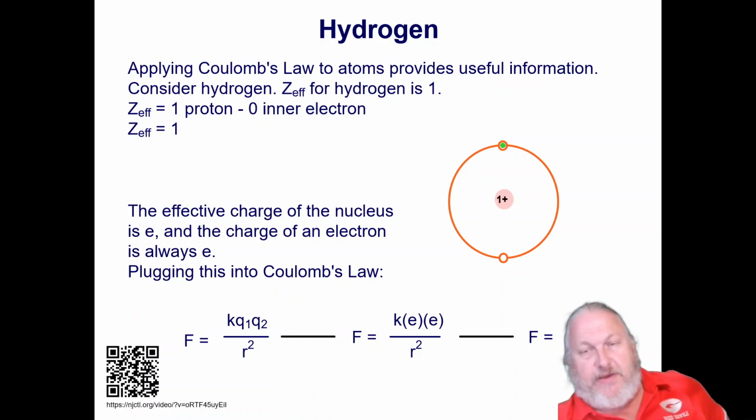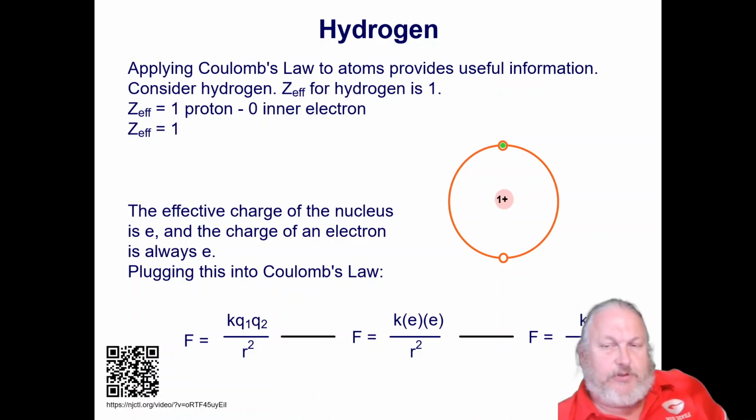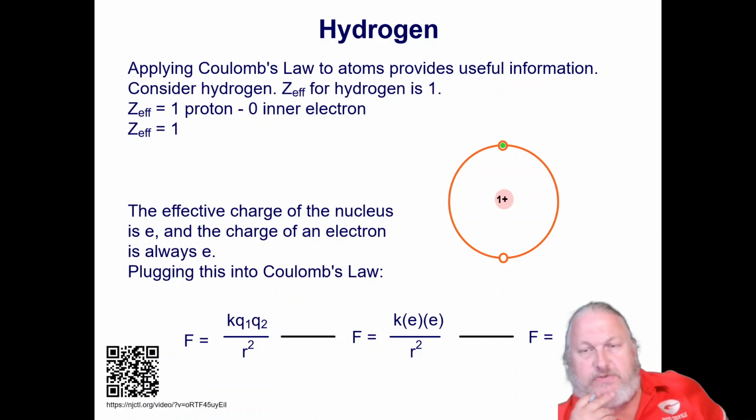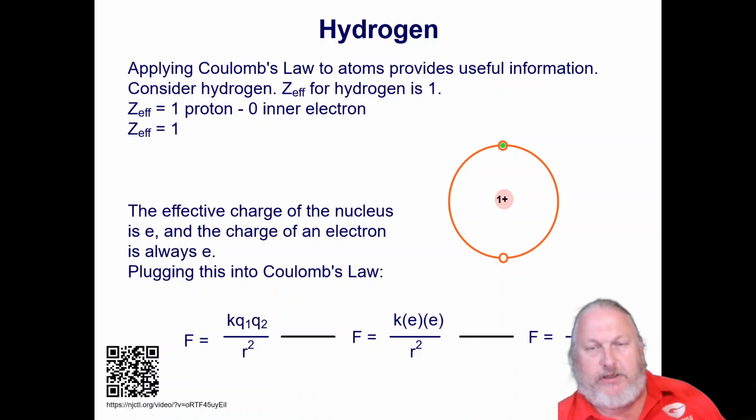So the effective charge of the nucleus would be e. And the charge of an electron is always going to be e. There's 1 proton, 1 electron. So I'll plug this into Coulomb's law, and I get K times e times e, or e squared. So the Coulombic force is going to be Ke squared over R squared.